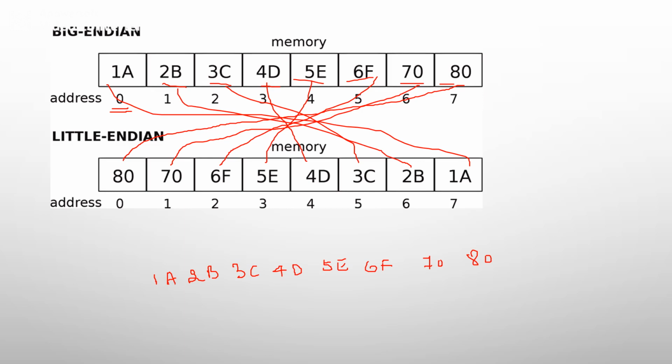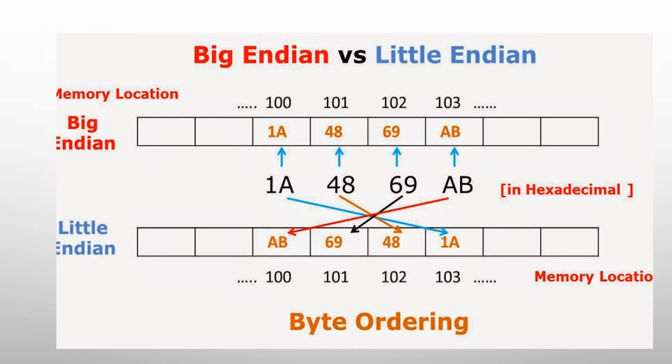But in the case of little endian, lower byte addresses are used for the LSB, that is the least significant bytes of the word. However, the lower address contains the lower byte of data itself. So here we'll get a clear idea. The values are given in hexadecimal format.